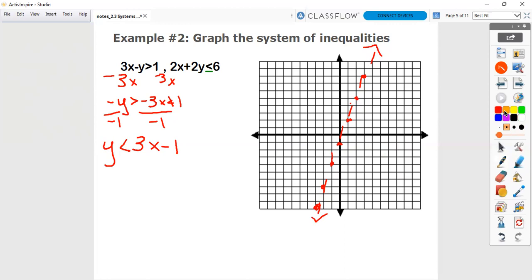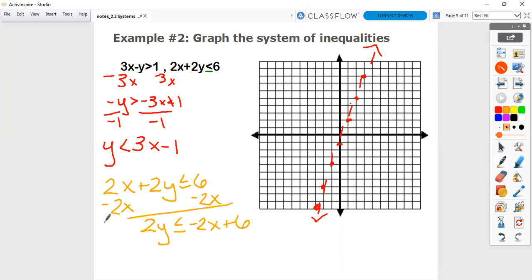Okay, let's graph our second inequality here. We have 2x plus 2y is less than or equal to 6. We're going to subtract 2x from each side. We have 2y is less than or equal to -2x plus 6. And then I'm going to divide by 2. And we get y is less than or equal to -2 divided by 2 would be -1x. And then 6 divided by 2 would give me a +3.